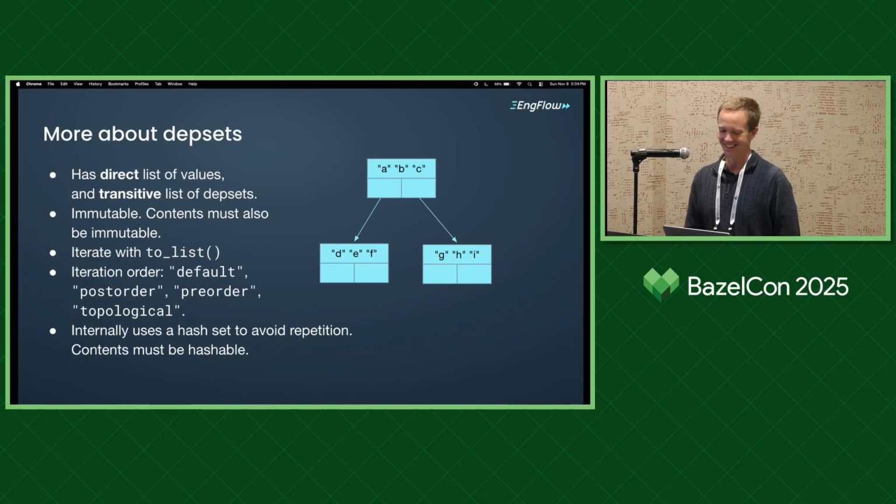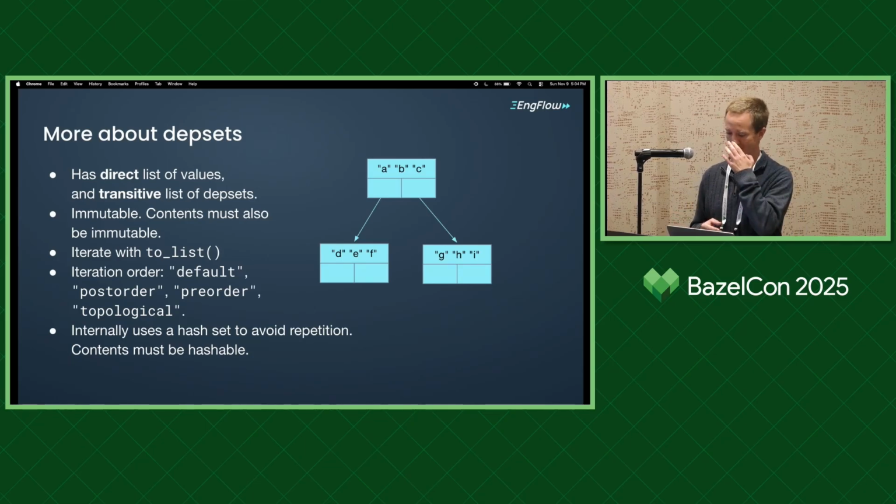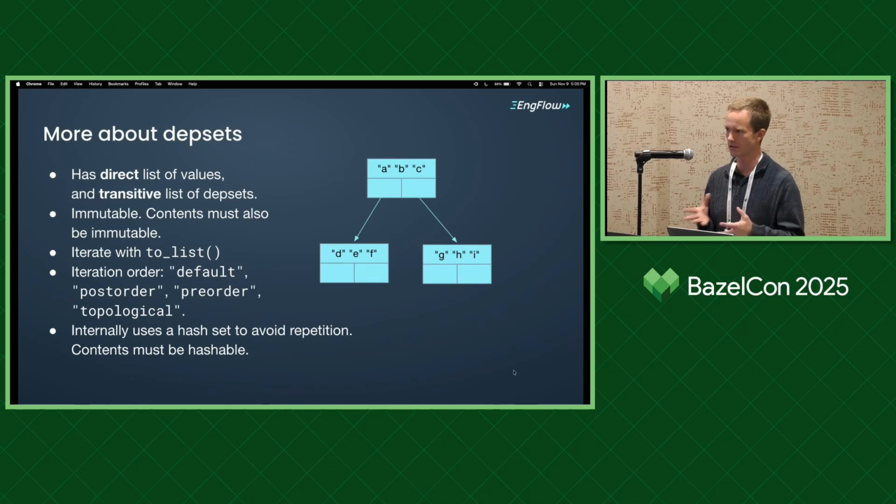So a depset has two parts. It has a direct part and a transitive part. So say we have a depset of strings, like each one of these blocks here, the direct part is up top, so this one has A, B, C, and then the transitive part is on the bottom, so this depends on two other depsets. They're immutable. You can't change anything. The contents also have to be immutable. I think Bazel verifies that when you create the depset. So you can generally put providers in there.